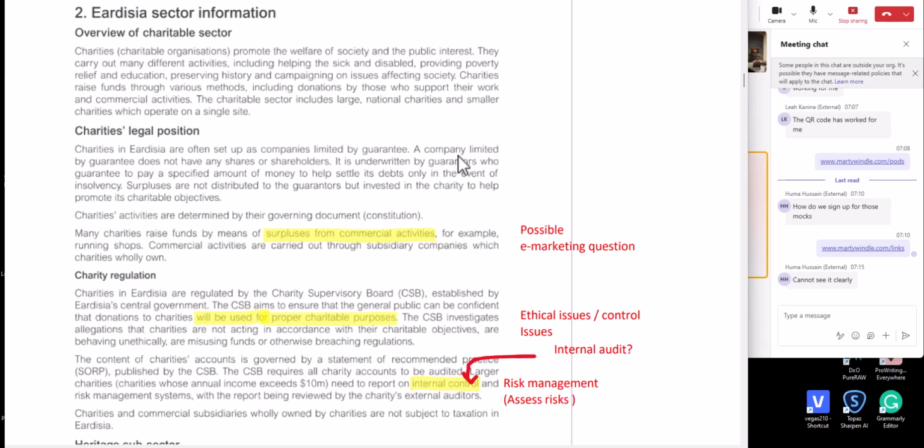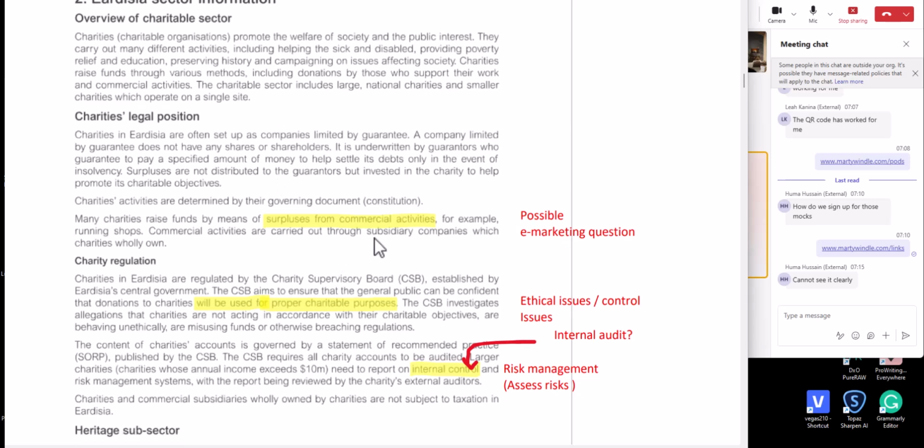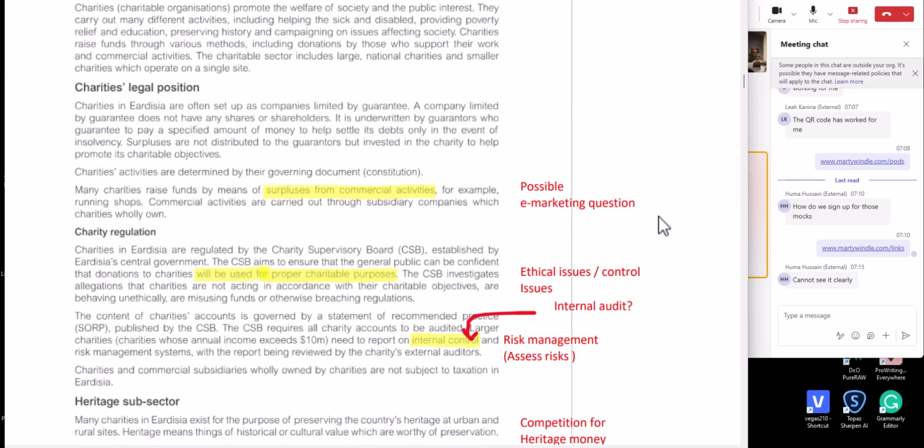There's no dividends in charities, but they do have a surplus from commercial activities. Normally that is then reinvested in their activities. So charities now need to be strong on commercial activities. They need to be very, very good commercially. One of my students is working for a charity, and they said the e-marketing is massive in a charity. They don't tell you much about the e-marketing in this charity. It seems quite basic. So I think there's potential for a question about e-marketing, because in a charity now, the industry is all about being commercial.